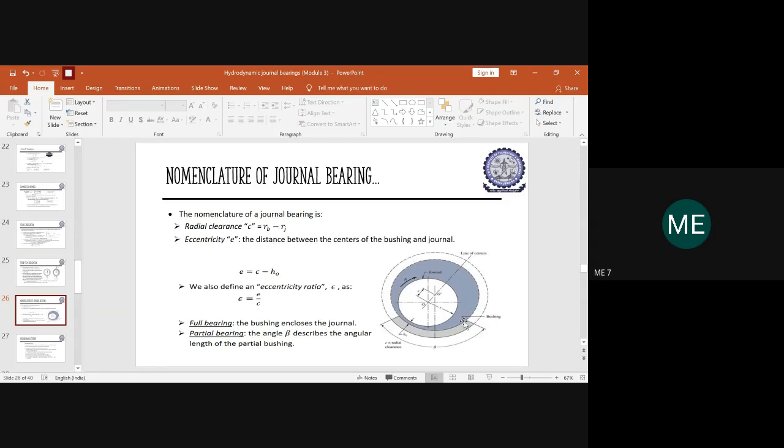And lastly, what you have to know is the partial bearing. So what is a partial bearing? The angle beta. Here you can see the angle beta, right? From here till here. So what do you mean by it?